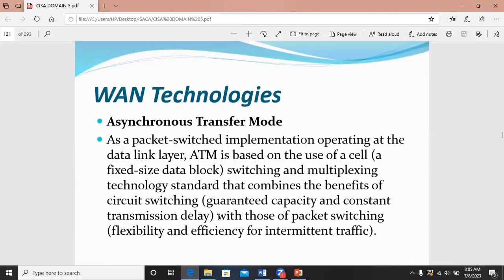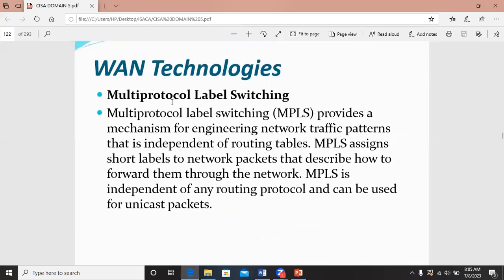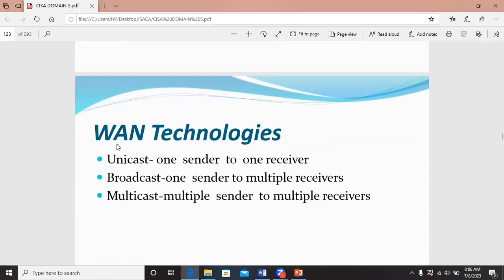I'm talking about ATM. I mentioned they make use of cells, so the packets are of fixed size, instead of the normal packets that you normally have of variable sizes. You also have multi-protocol label switching, MPLS, which is another wide area network technology that can be used to transmit in a wide area network. So there are many options.